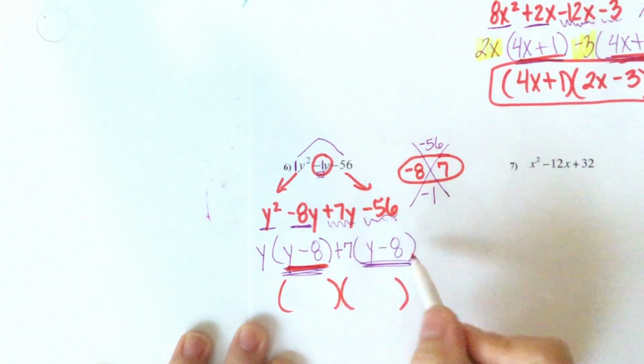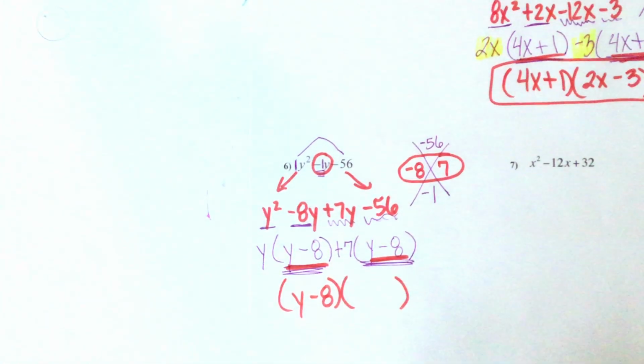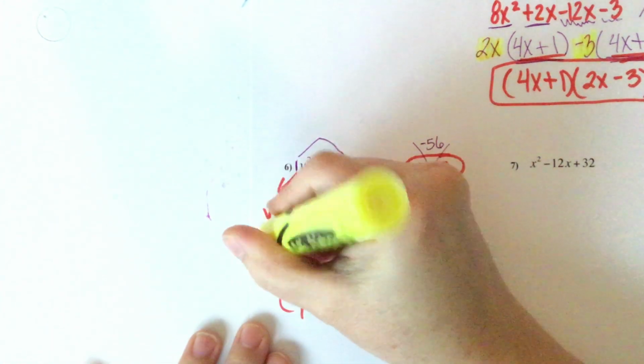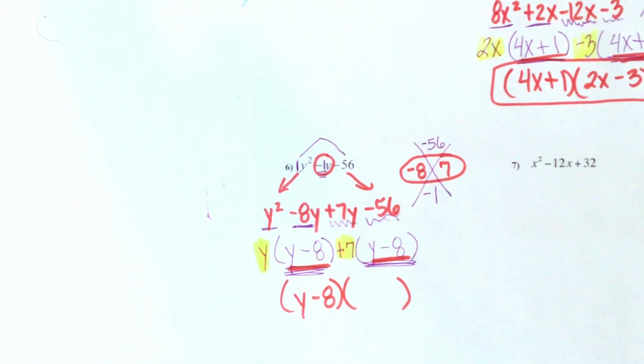Whatever you wrote here and here, you write one more time. And then whatever's left over, which is the guy in the front and the guy in the middle, goes there. So y plus 7.